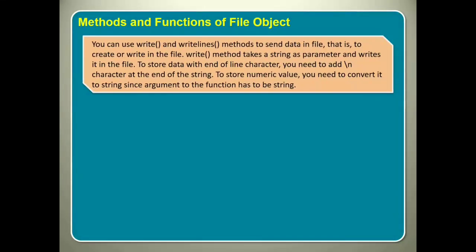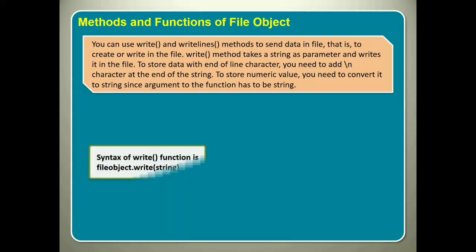You can use write function and writelines methods to send data in file, that is, to create or write in the file. Write method takes a string as parameter and writes it in the file. To store data with end-of-line character, you need to add \n character at the end of the string. To store numeric value, you need to convert it to string, since argument to the function has to be string. Syntax of write function is file object.write string.